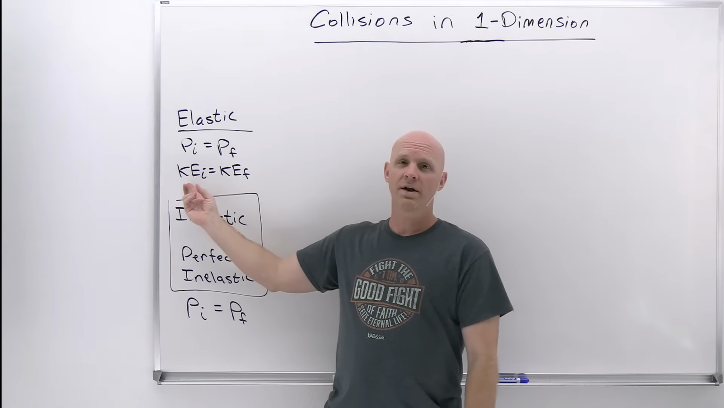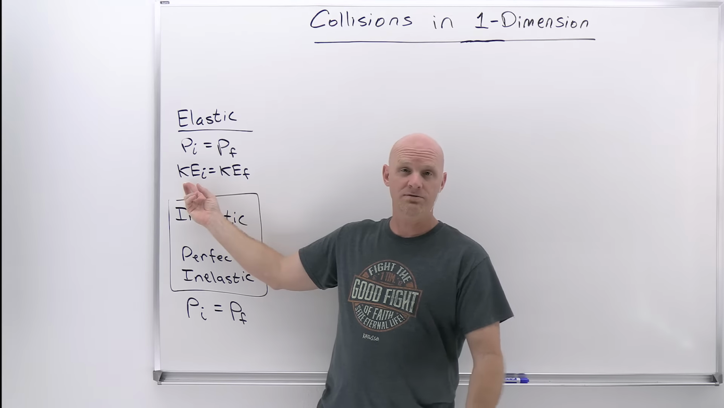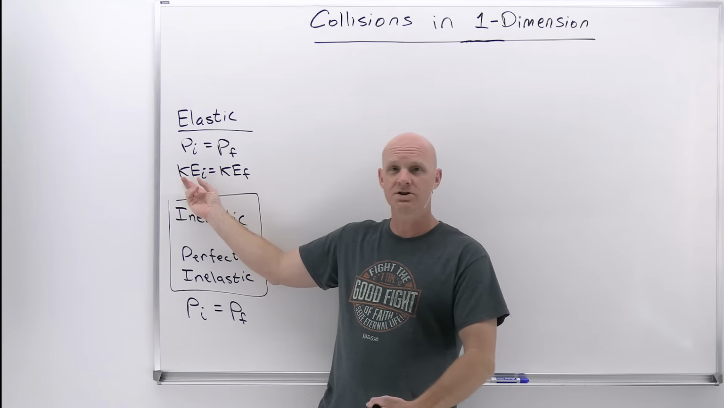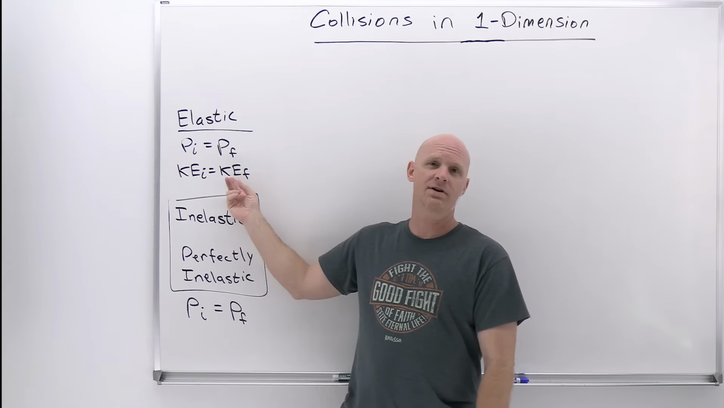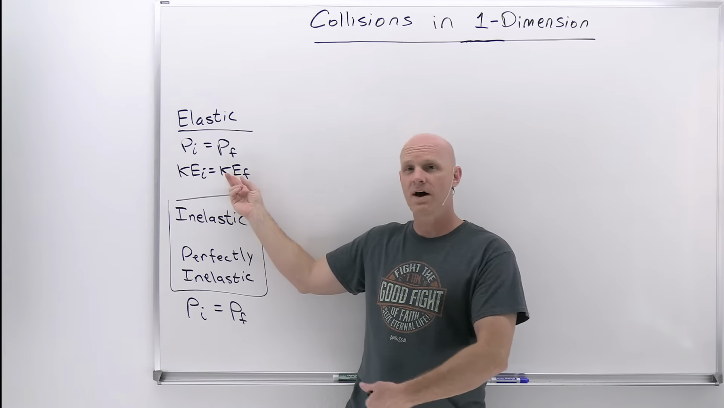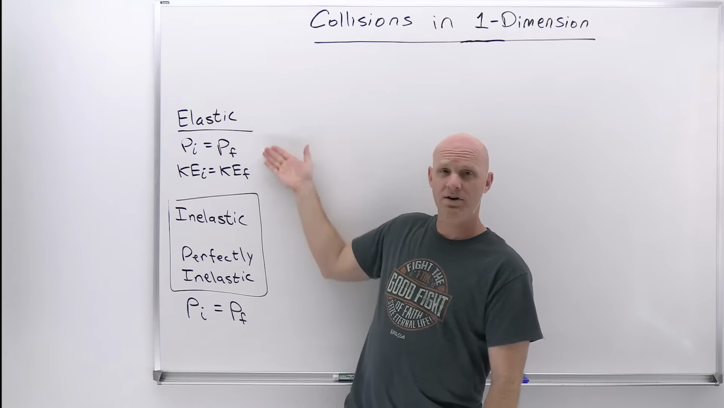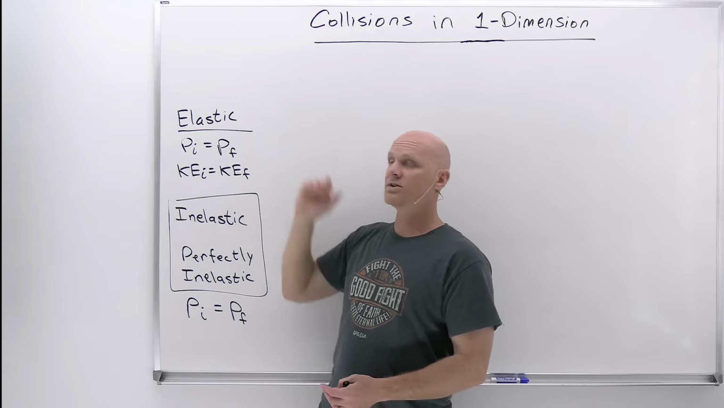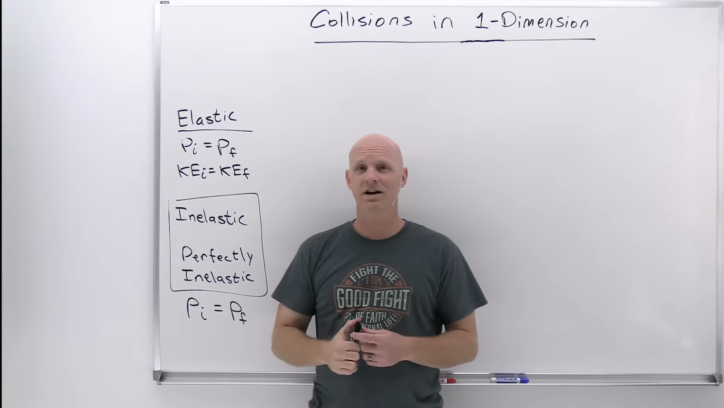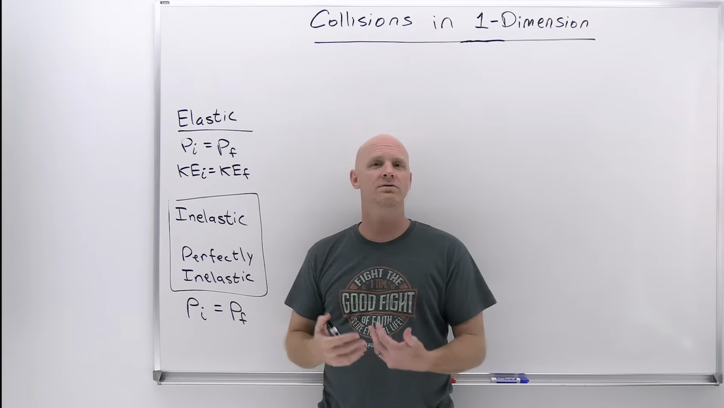So you'll have 1/2 m1 v1 initial squared plus 1/2 m2 v2 initial squared equals 1/2 m1 v1 final squared plus 1/2 m2 v2 final squared. Those are the equations we're going to set up for an elastic collision. Whereas for an inelastic or perfectly inelastic collision, kinetic energy is not going to be conserved. You're always going to have a loss of kinetic energy.